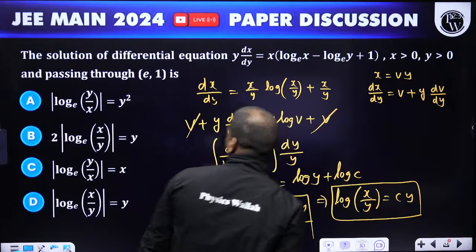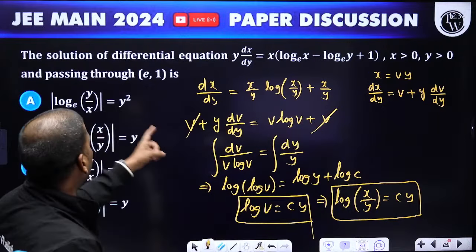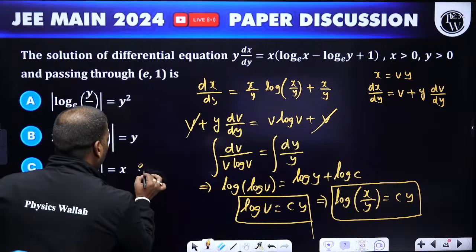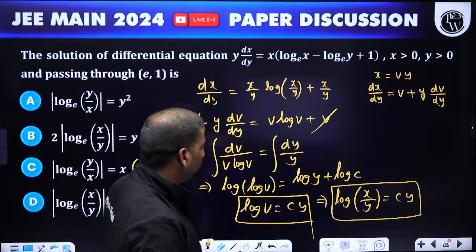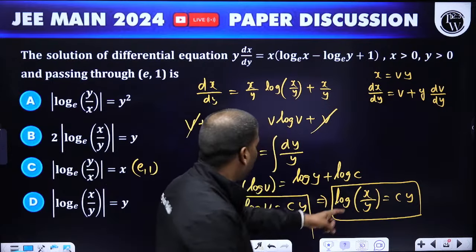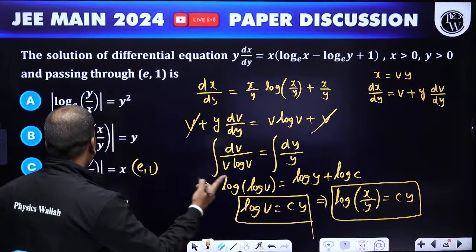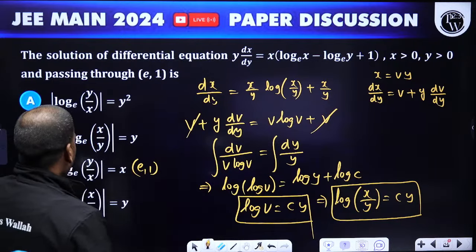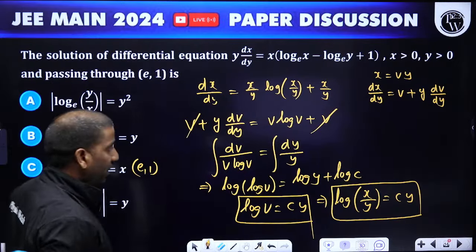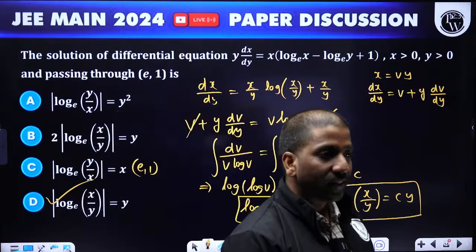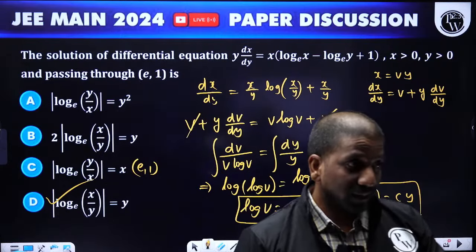So, just find c by putting the values e comma 1. So when we write e and 1, x is equal to e, y is equal to 1, log e is 1 and y is 1. So c is 1, right? So this is the right answer. D is the right answer. Yes.